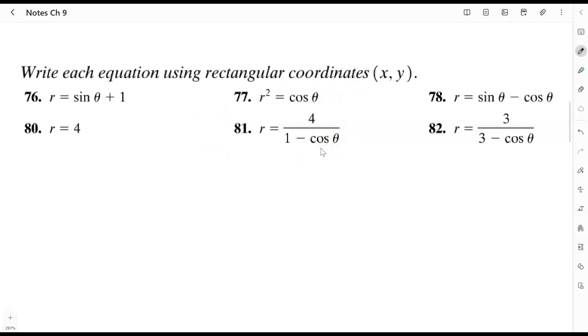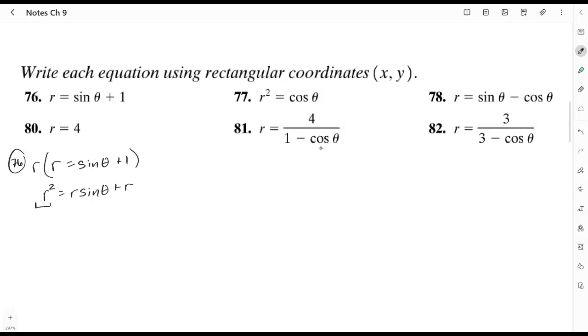So let's start with number 76. So with 76, we have r is equal to sine of theta plus 1. We're going to have to do some algebraic manipulations in order to be able to make some substitutions here, because we don't have a substitution for sine of theta. But if we were to multiply everything by r, we have r squared equals r sine of theta plus r. And now we've got some substitutions we can make.